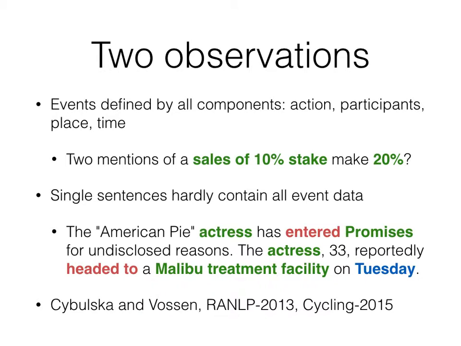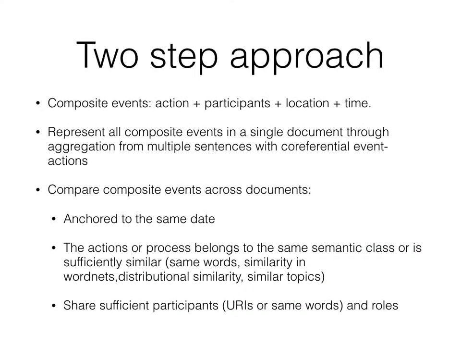The second observation we made is that the information on these components is hardly found in a single sentence, but is usually spread over the text of an article. In the second example given here, we see that the location Malibu Treatment Facility and the date Tuesday are given in the second sentence, whereas the information on the identity of the actress, American Pie actress, and the event itself, entered, are given in the first sentence. The semantic role labeler detects events with their roles within sentences only, and this will never provide all the information on all the event components that is necessary to establish identity.